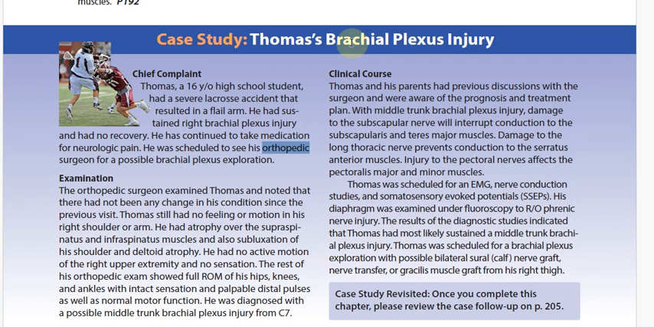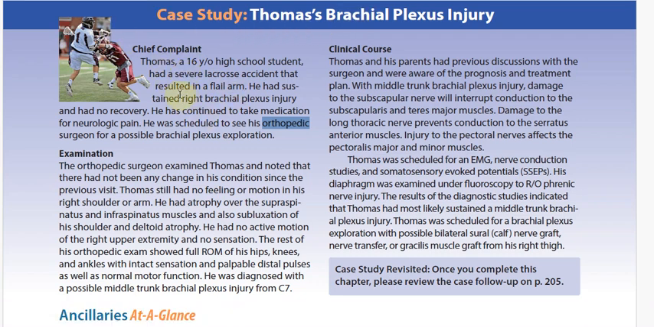Good. Now let's get to the case study on page 189. I read the first paragraph for you. Thomas, a 16-year-old high school student, had a severe lacrosse accident that resulted in a flail arm. Lacrosse is a kind of sport. He had sustained a right brachial plexus injury and had no recovery. Brachial means related to the arm.